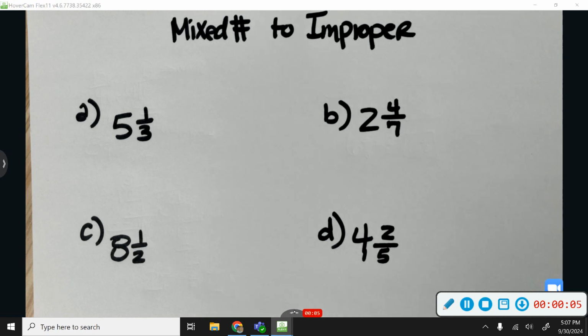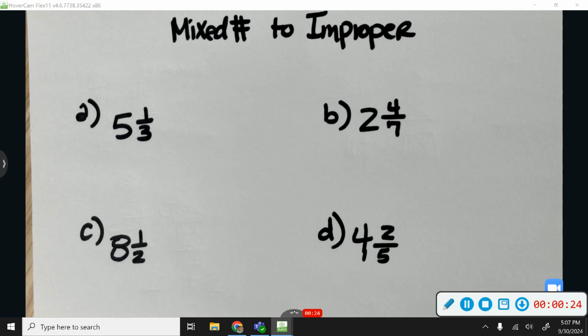Okay, so let's look at how to turn a mixed number into an improper fraction. We've talked about how to turn an improper fraction into a mixed number. Now let's look at it vice versa. So in this case, we're going to do just the opposite. We want to turn this mixed number into an improper fraction. We have to do this before we multiply and divide.